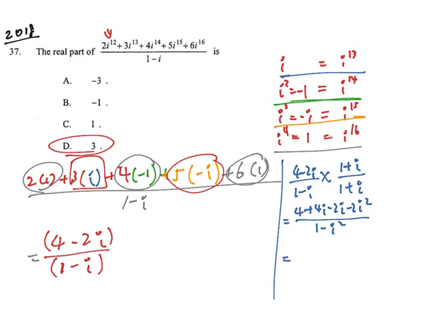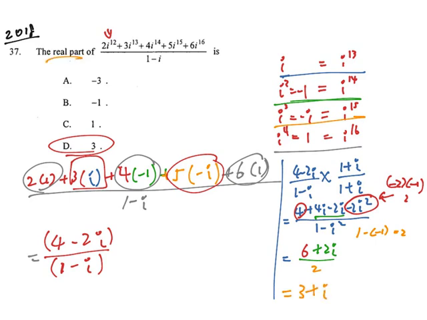So for this part, it is -2 times -1. So it is 2. So 4 plus 2, 6. And then for this part, plus 2i. And finally, the denominator, this one, 1 minus -1, so it is 2. So simplify, it becomes 3 plus i. So the real part is 3. That is D.